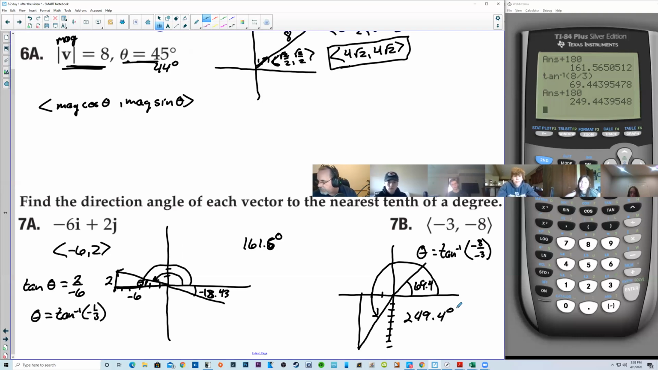Somebody have a question? Yeah. Hey, go ahead. So can you always just add 180 to the answer you get every time? Well, not if it was 3/8 and I was in the principal quadrant. Then the answer would be 69.4. Does that make sense? Yep. Okay.